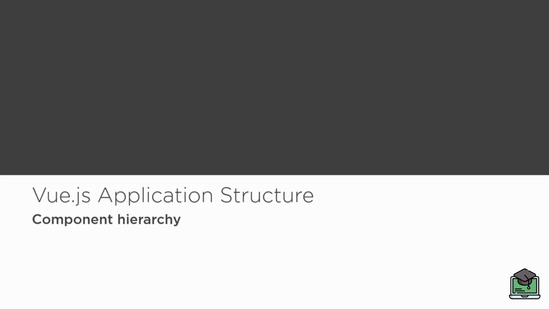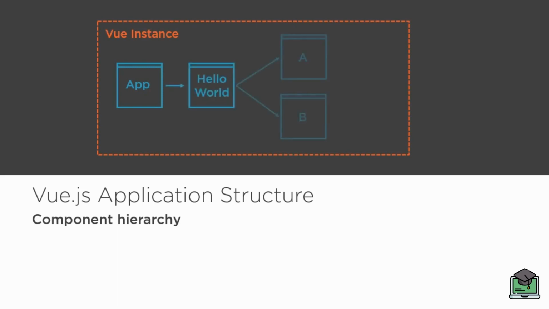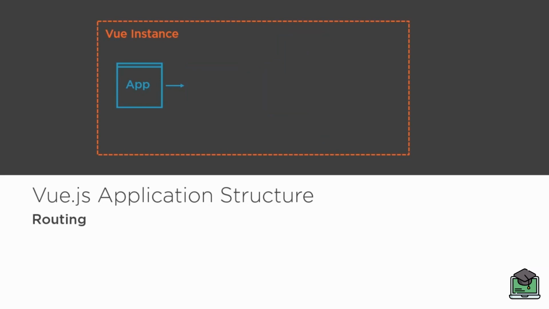So you can imagine your Vue instance wrapping your entire application, and inside that you have your app component. And the app component may have a child component, which then may have other child components, etc. This should feel familiar if you've written any Angular or React applications. The component structure is similar, other than the Vue instance.